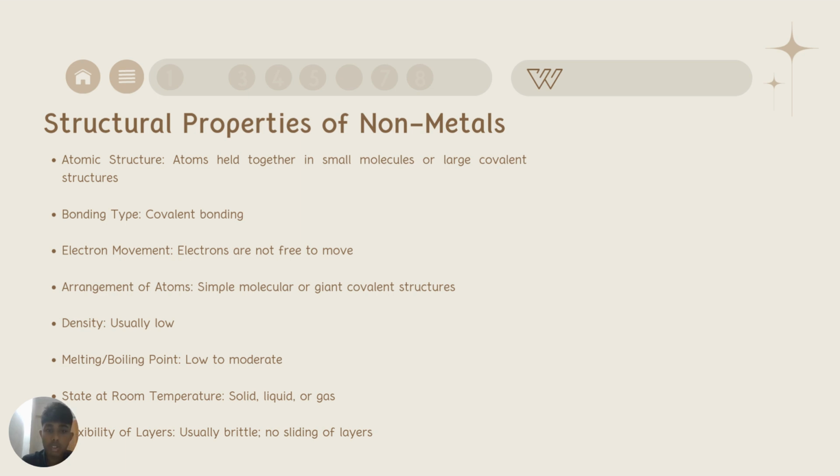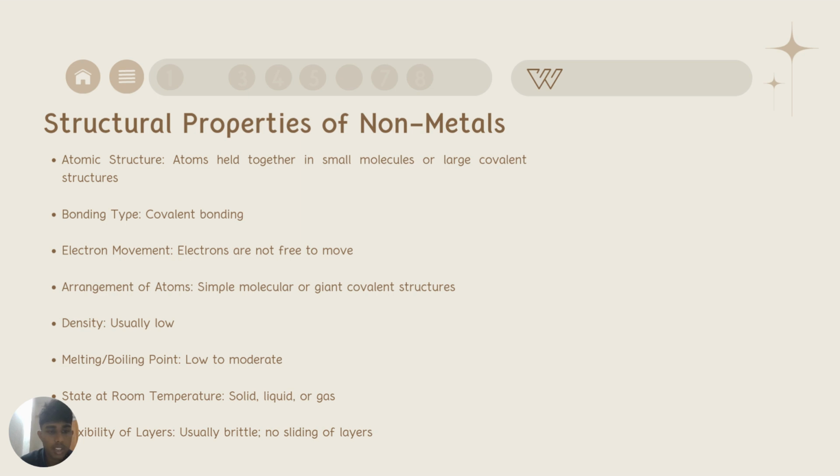Structural properties of non-metals. As you can see here, for the non-metals, their atomic structure, atoms held together in small molecules or large covalent structures. Their bonding type, covalent bonding. Electron movement, electrons are not free to move. Except for the metals, they have a different electron movement.